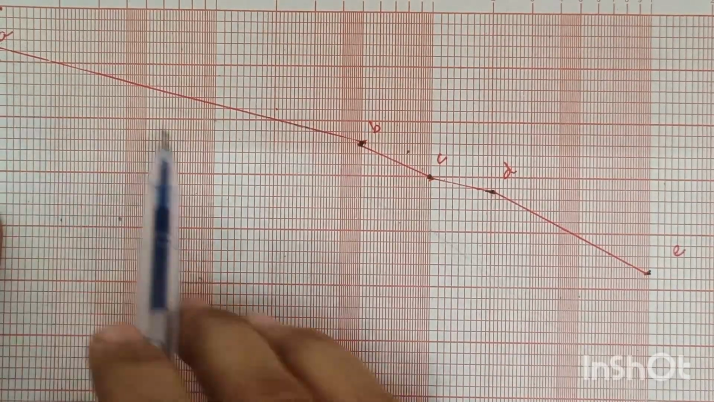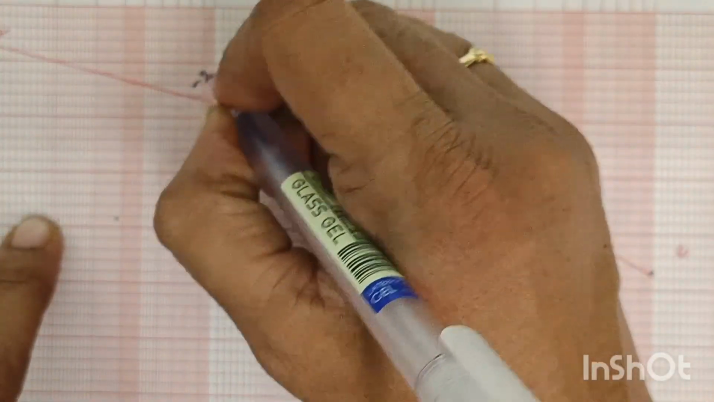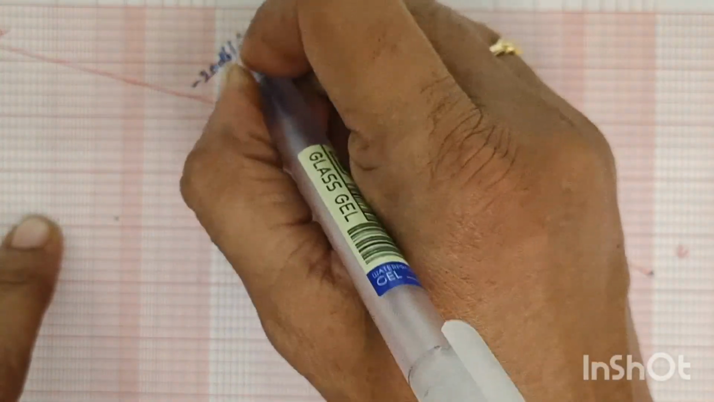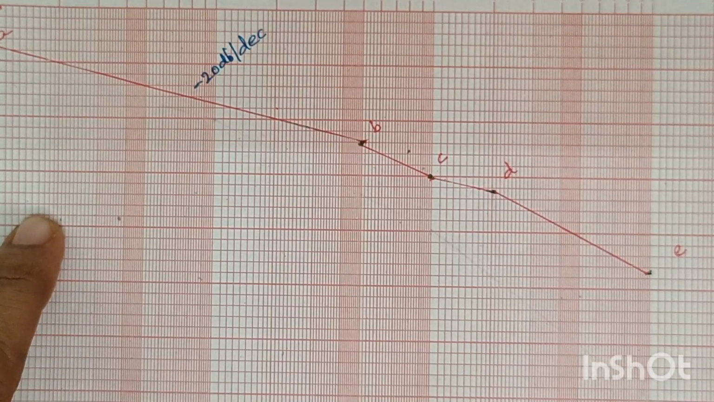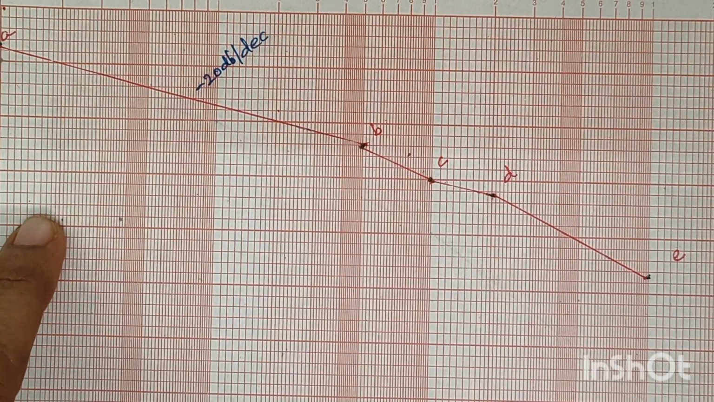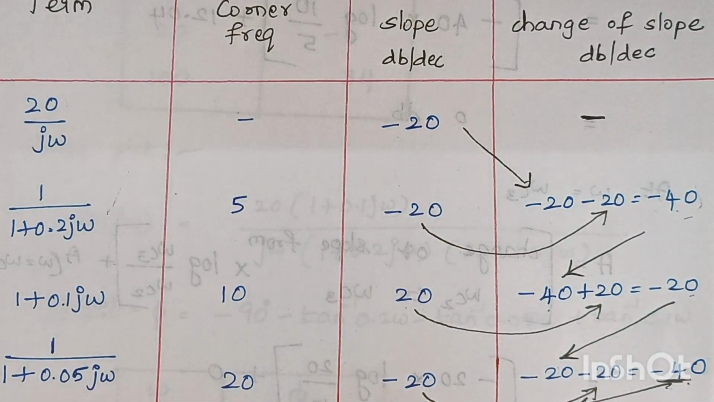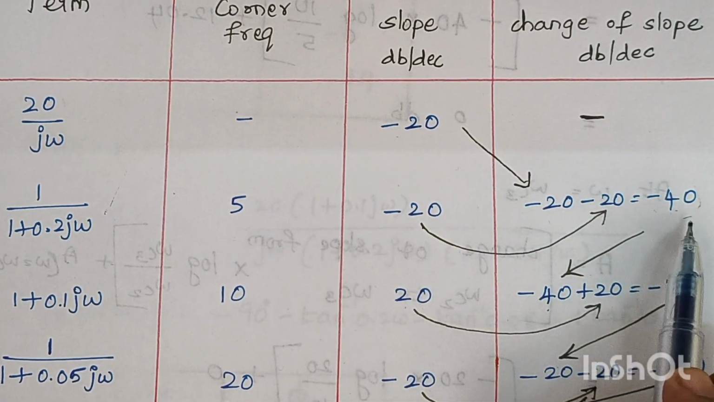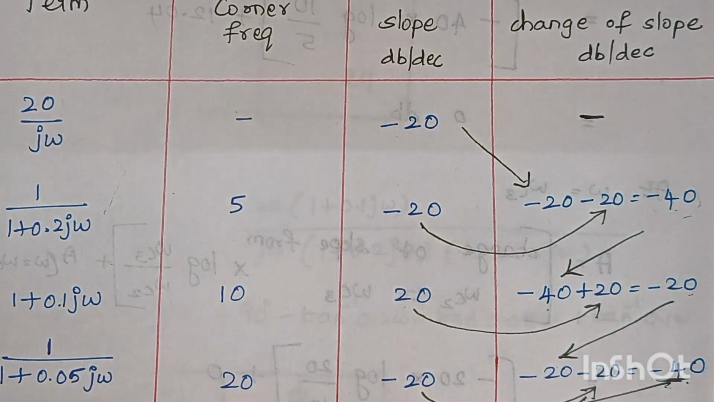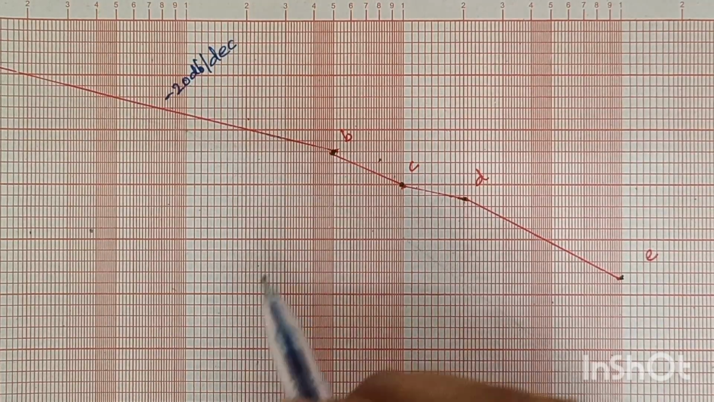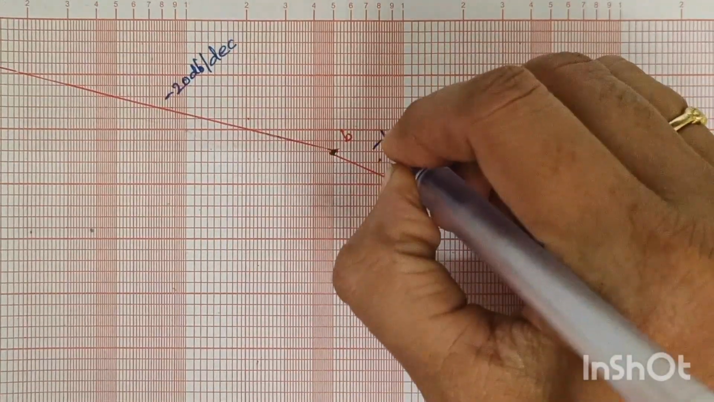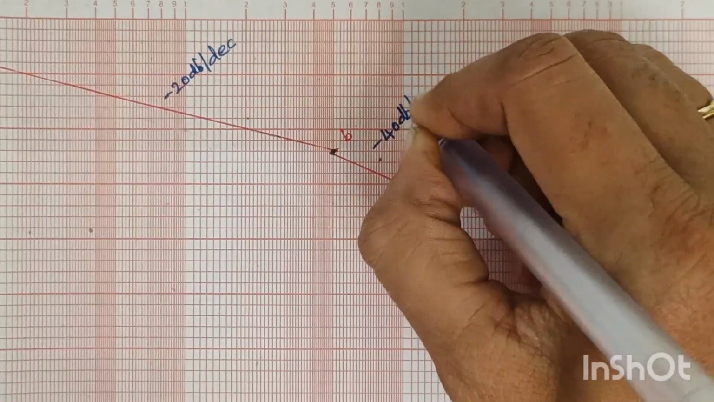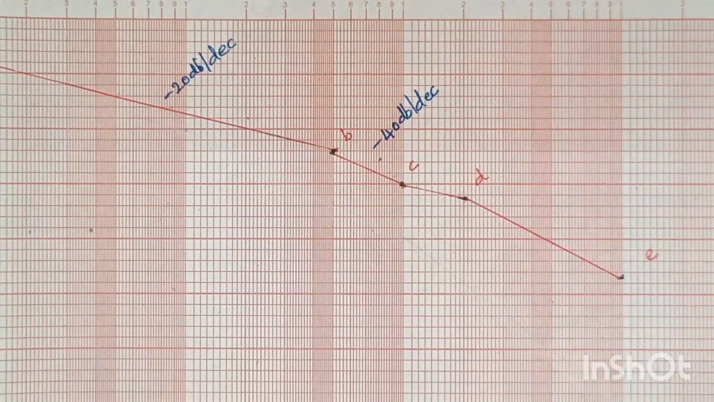So here between A and B, we have to mark it as minus 20 decibel per decade. Right. And again, what is the value of the change of slope? It is here minus 40. So we have to mark it. So between B and C, this is minus 40 decibel per decade.